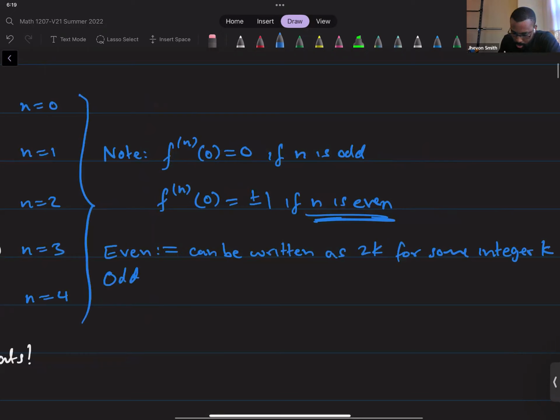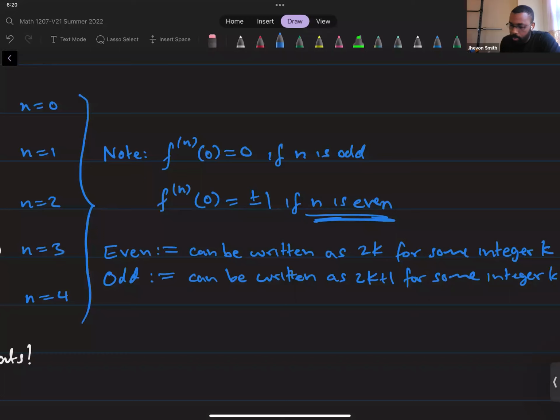Whereas odd means can be written as 2k plus 1 or 2k minus 1, depending on what you want to do. But 2k plus 1 is the standard way to look at this for some integer k. Okay. So essentially, what we can do here is we can say for every integer that has the form 2k, it's either going to give me a plus 1 or a minus 1.